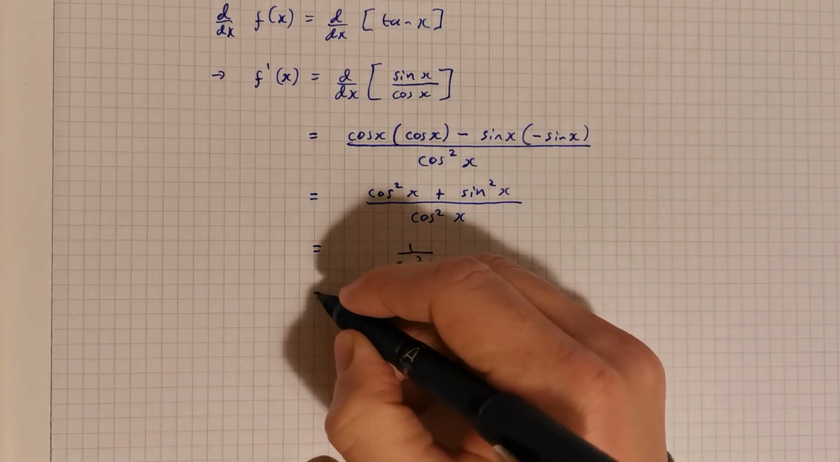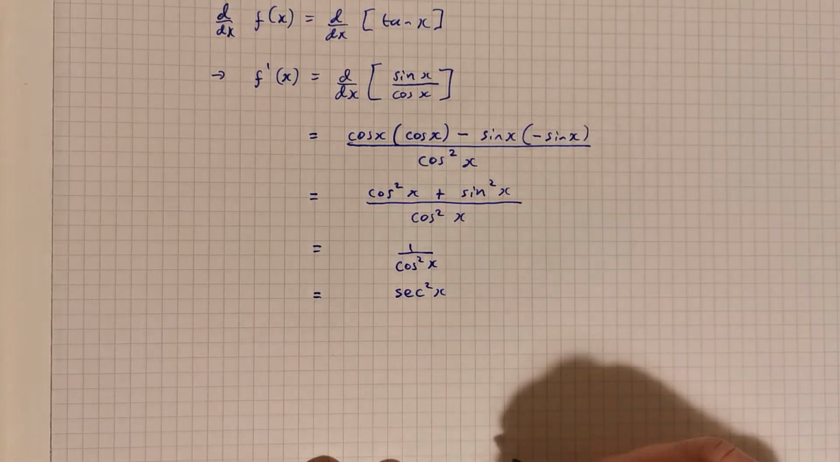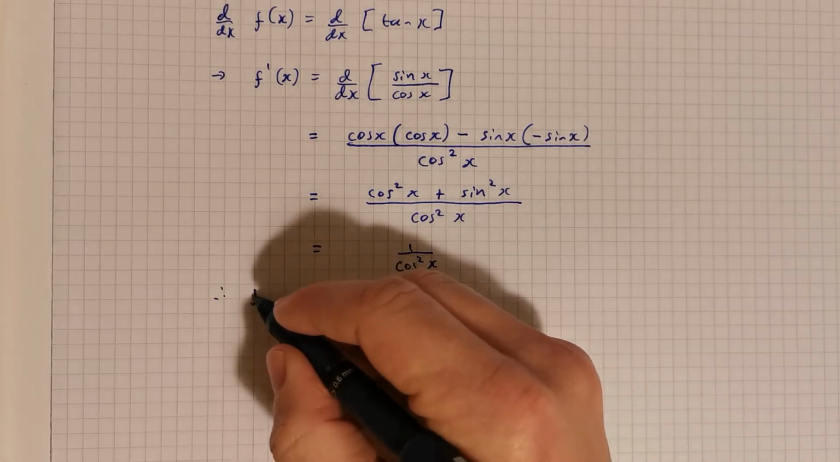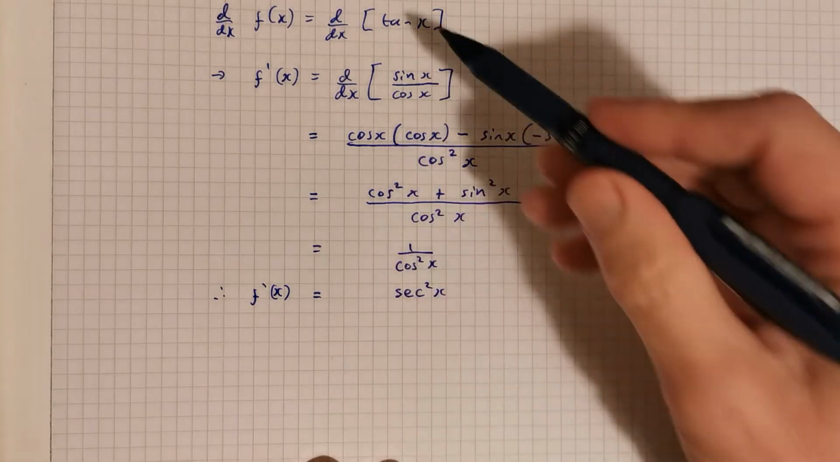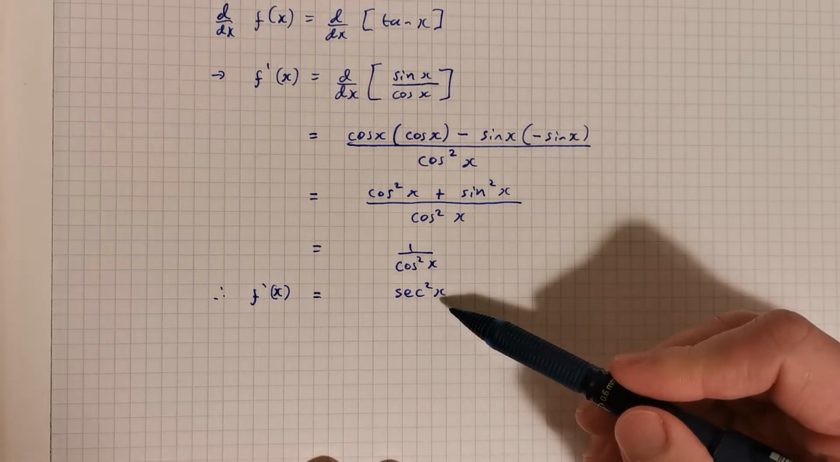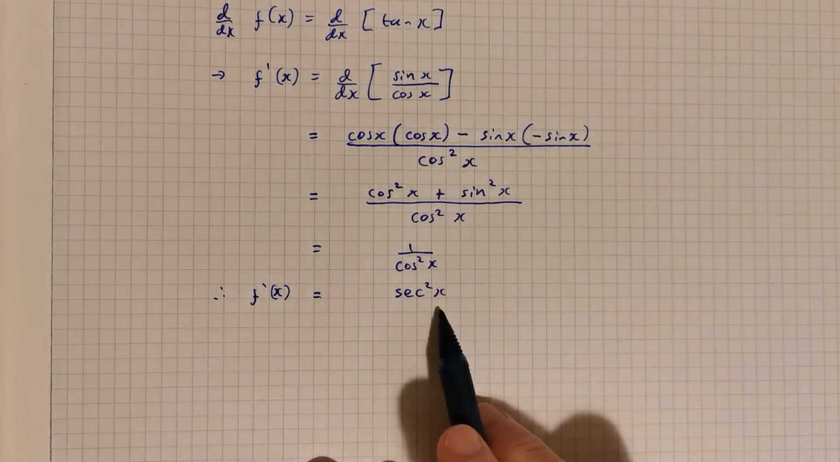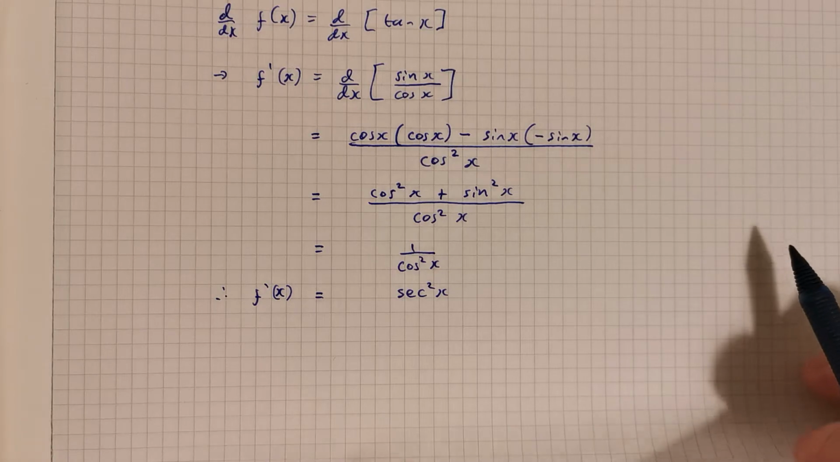And 1 over cosine squared of x is also known as secant squared of x, because secant is the reciprocal of cosine. So therefore, f prime of x is equal to secant squared of x. So the derivative of tan of x is secant squared of x. Notice that's also a standard derivative on page 25 of your formula and tables booklets. See if you can find it. In this case, we did it from scratch. That's why it is secant squared of x.